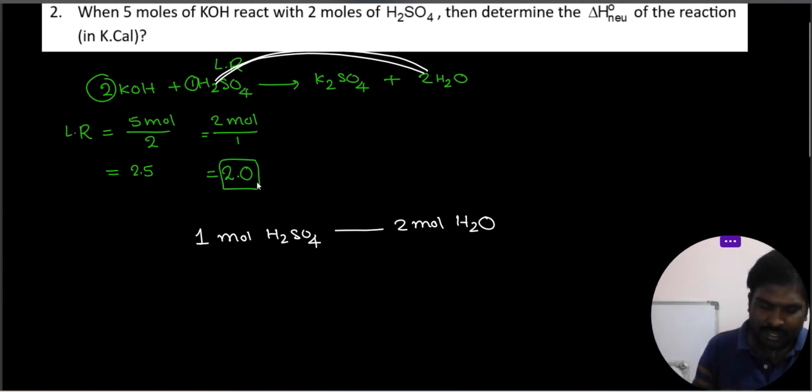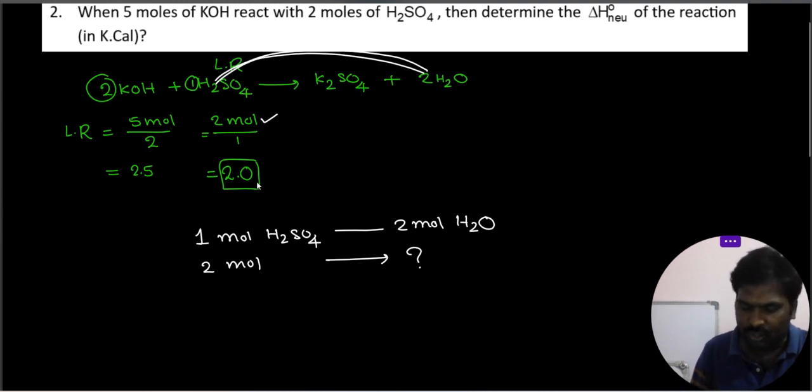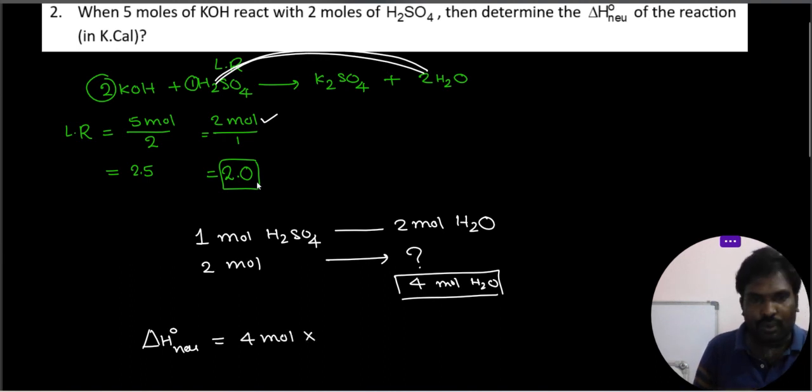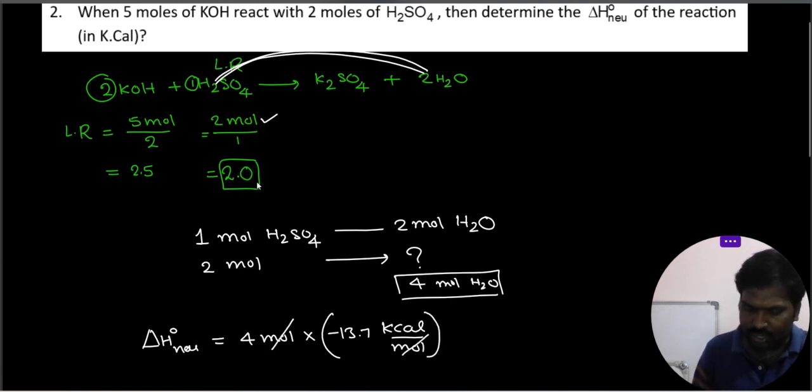Then for 2 moles of sulfuric acid, how much water is released? 4 moles water released. Understood? So now the enthalpy of neutralization is equal to 4 moles. Clear? For 1 mole water, how much energy is released? 13.7 kilocalorie. This much energy is released for 1 mole water. Now, what is the answer?